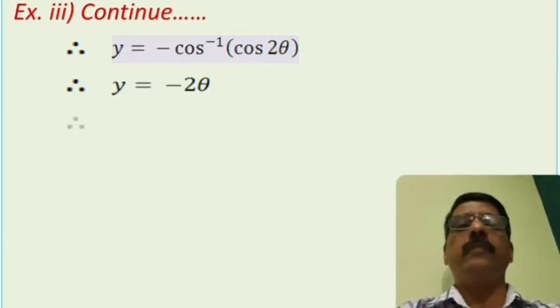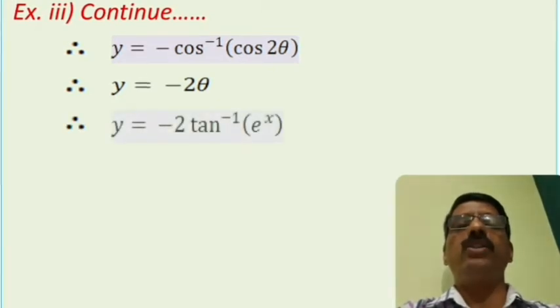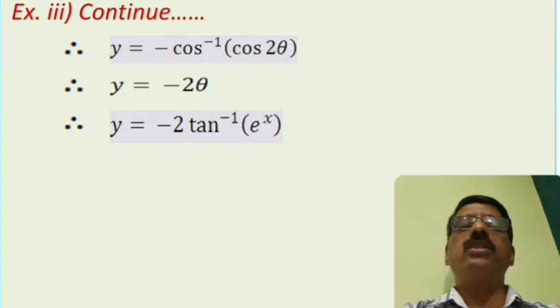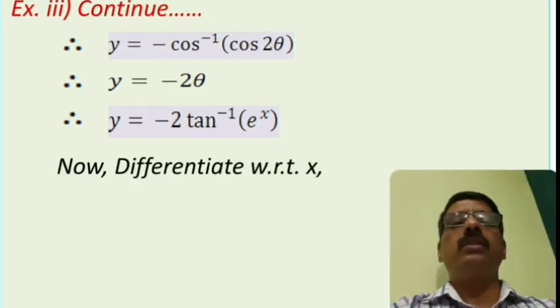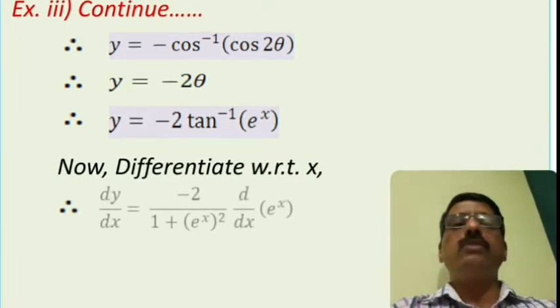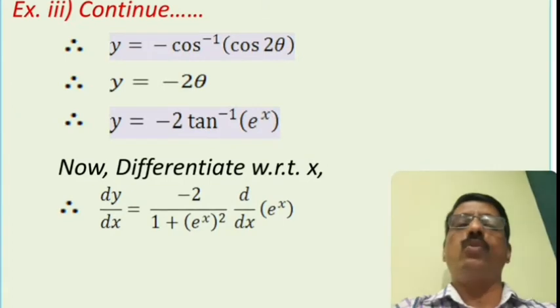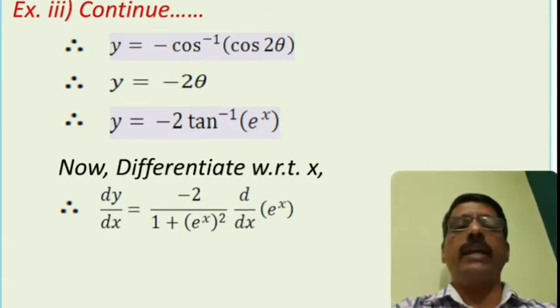We are already discussing, that is y equal to minus 2 into tan inverse of e raised to x, only substitute the value of theta. Therefore, now differentiate the given function with respect to x, we can get the derivative, that is dy by dx equal to minus 2 upon 1 plus f of x bracket square, the derivative of tan inverse of f of x.